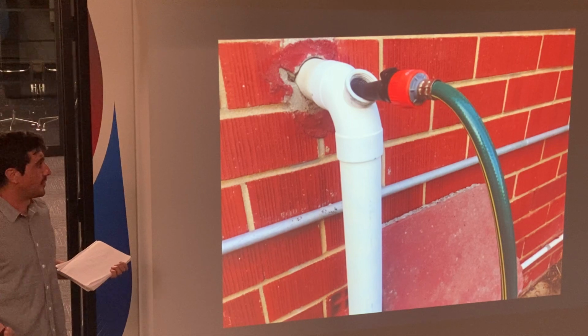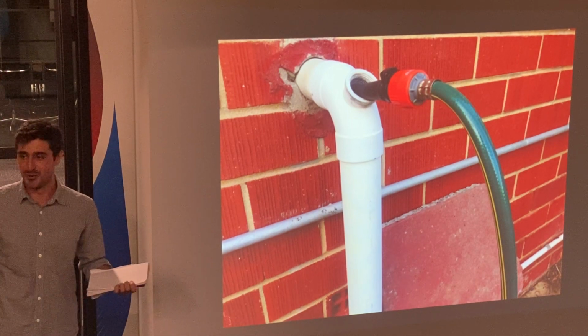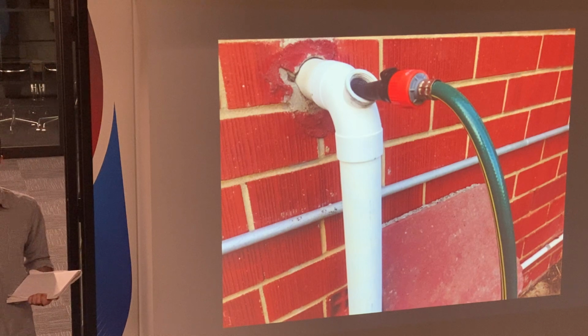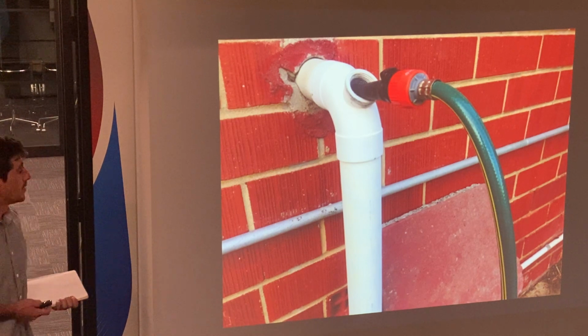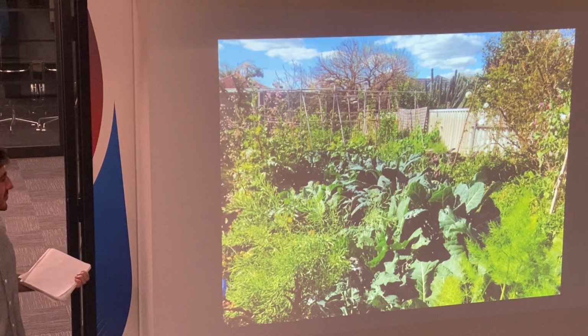That's another very simple system where we just collect the water from the sink. We don't use any chemicals when we do our dishes, and then the water goes straight out of the sink to the garden and feeds the plants. And this is what we get.